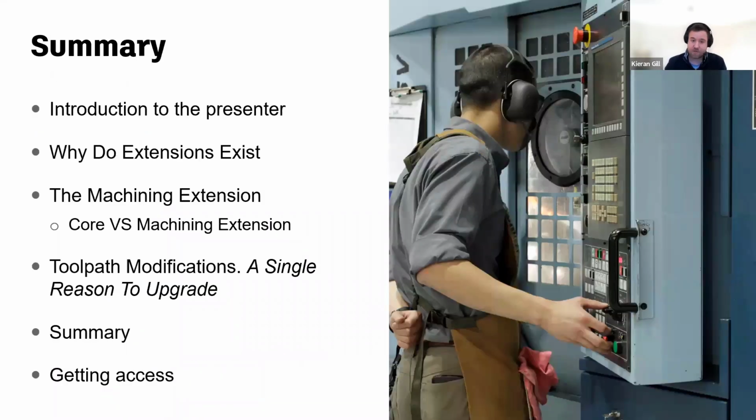Okay, so some of the things we've seen today: we've spoken a bit about me, we've looked at the extensions as an overview, we've taken that one level deeper and looked at the machining extension and compared core versus machining extension functionality. And then we've taken a deep dive, as quick as possible, into toolpath modifications and why I think it's a single reason enough for you to upgrade.